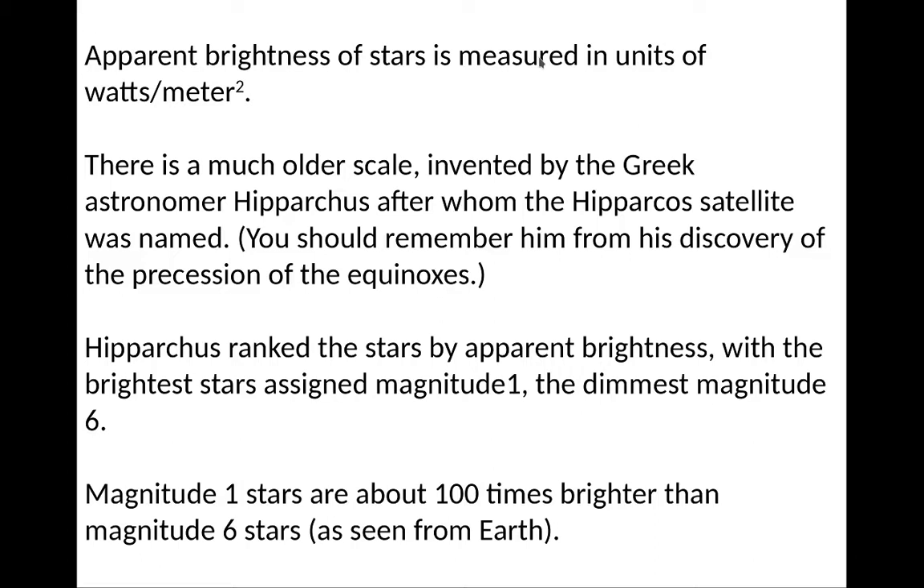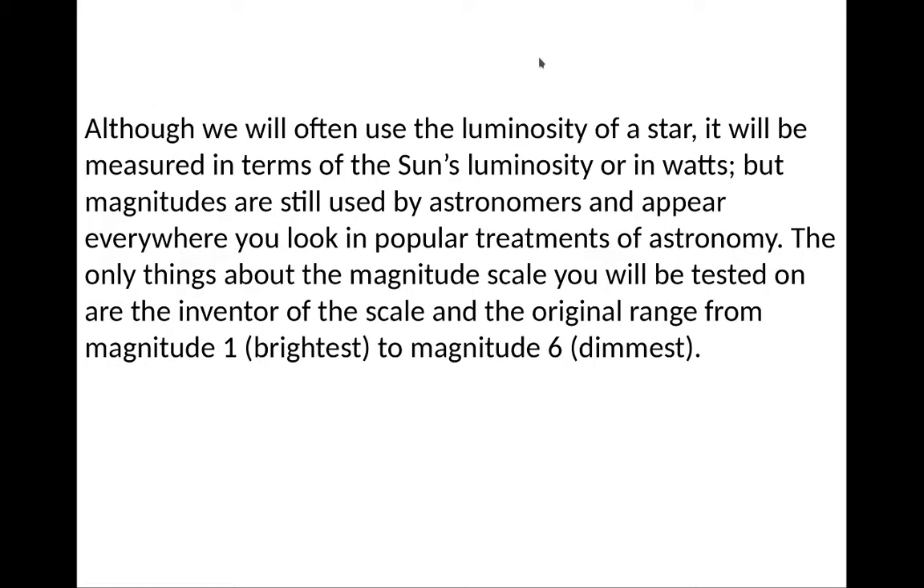But people have been measuring brightnesses for way longer than that. So there's a much older scale, invented by the Greek astronomer Hipparchus, after whom the Hipparcos satellite was named, right? So you probably remember him for the discovery of the precession of the equinoxes. What he also did was rank the stars by apparent brightness, where the brightest star was assigned magnitude 1 and the dimmest star was assigned magnitude 6. So magnitude 1 is about 100 times brighter than magnitude 6 stars as seen from Earth. Okay.